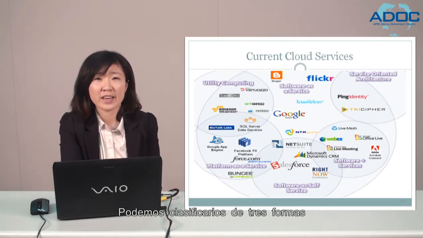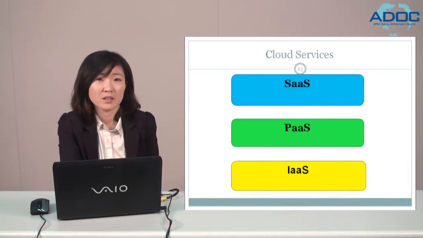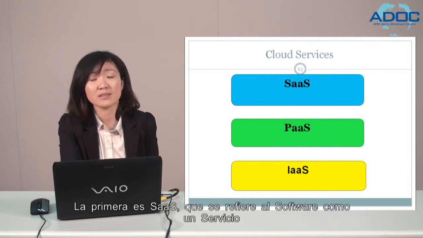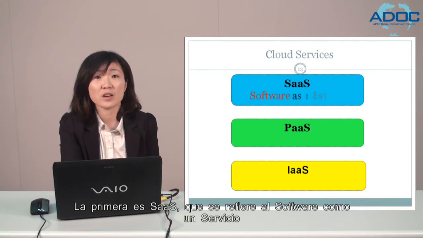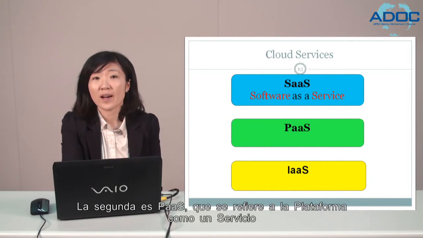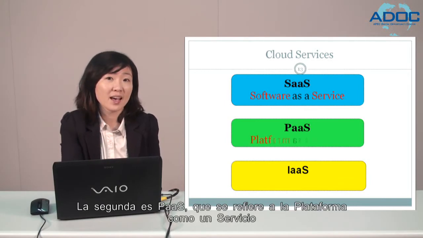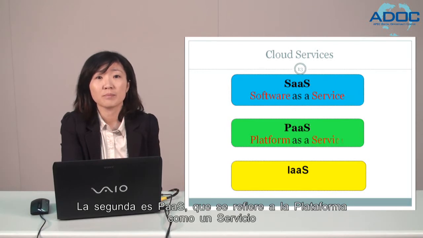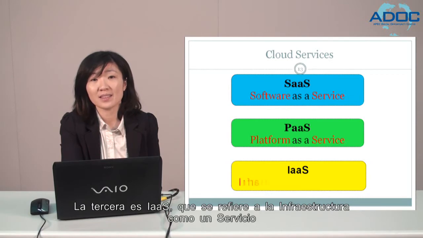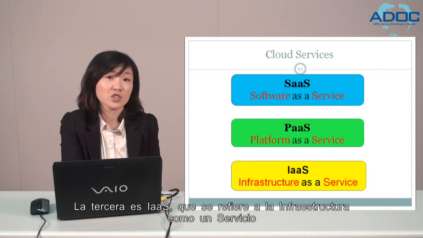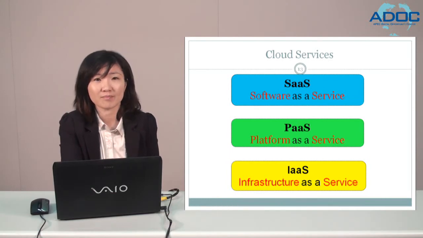We can sort of categorize these services into 3 forms. The first one is SaaS, which stands for Software as a Service. The second one is PaaS, which stands for Platform as a Service. The third one is IaaS, which stands for Infrastructure as a Service.